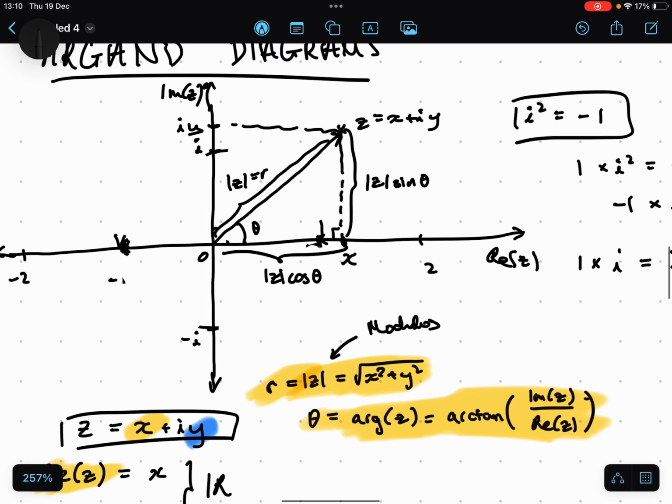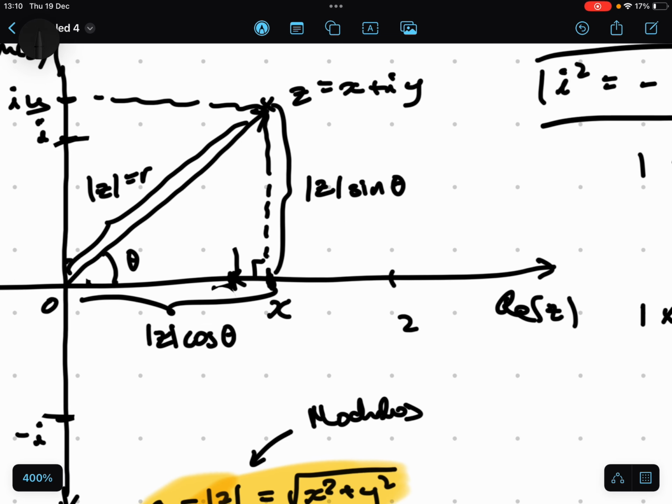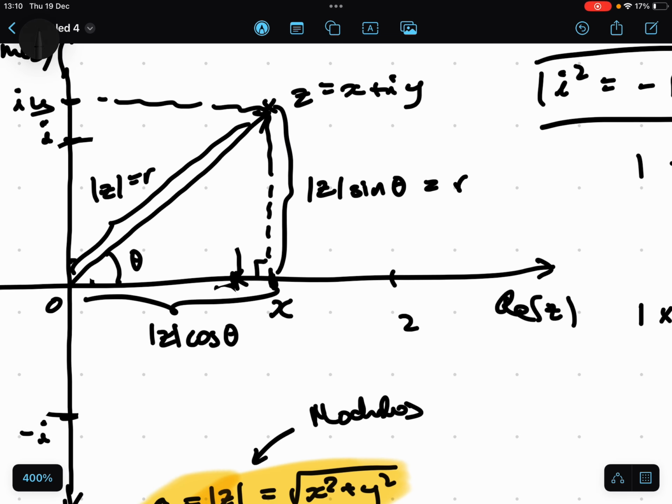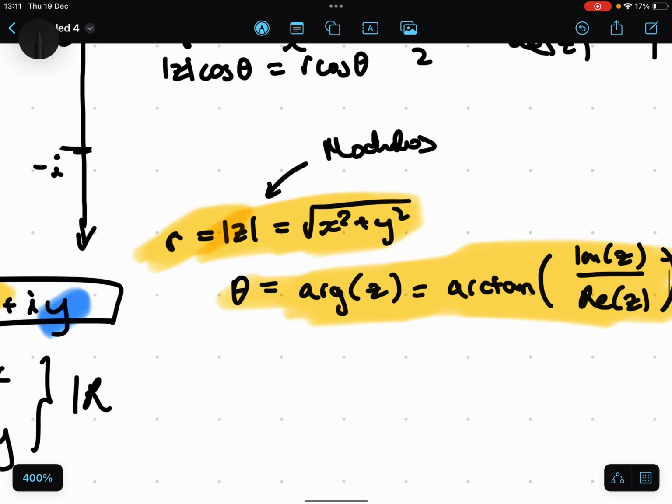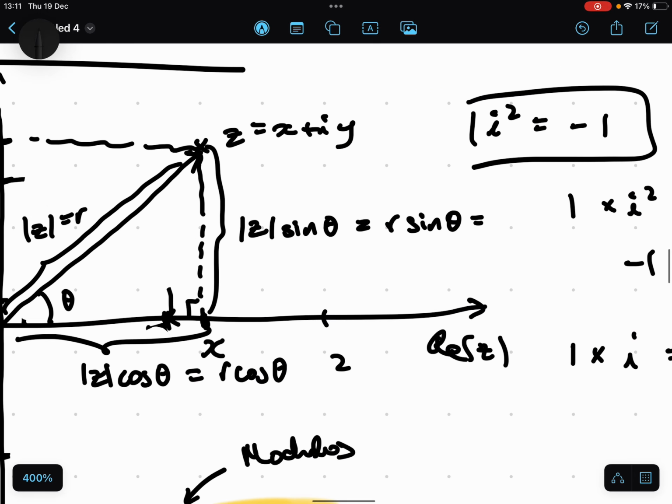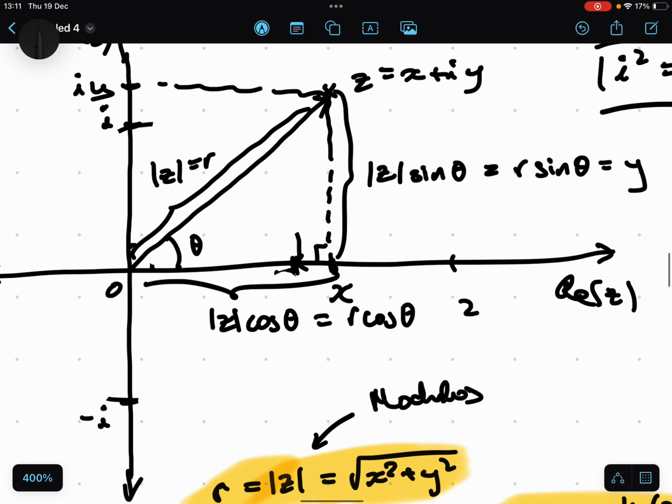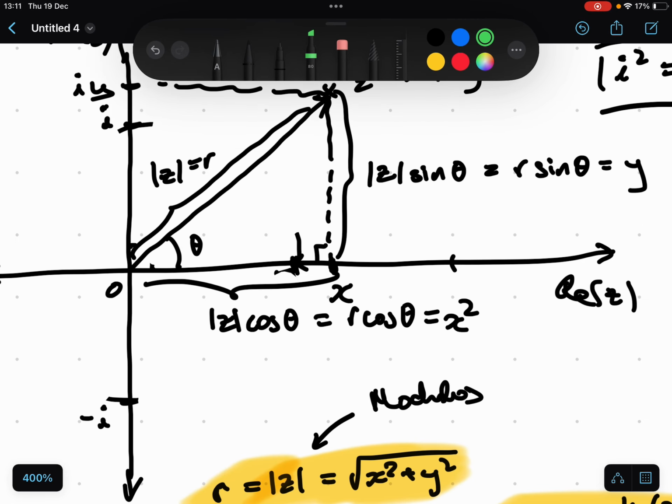You could also say, because of our symbols, we might say r sine theta, and we might call this r cosine theta. So there we go. And we can say that this is equivalent to y, and this is also equivalent to x. And that's really important. That's another thing I'm going to highlight.